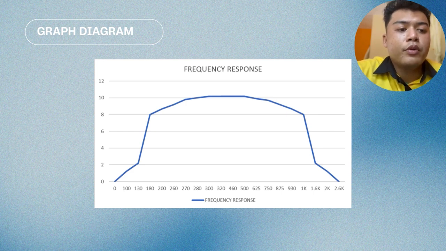When the input frequency is over 2.6 kHz, which is the high cut-off frequency. When the frequency is less than 180 Hz, we can observe that the output is increasing if we increase the input frequency from 0 to 180 Hz, because the gain will increase when the input frequency is increased from 0 to 180 Hz.